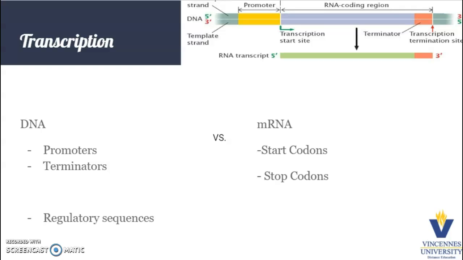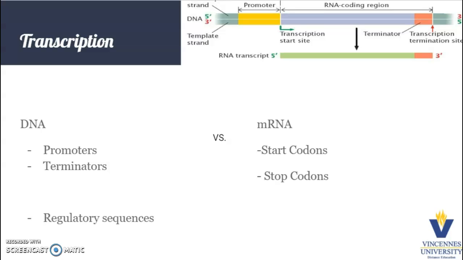And so the DNA has promoters and terminators, and they act kind of in a similar way as start codons and stop codons, and that's why we set up this slide this way. And so the promoters are sites for RNA polymerase to bind, and it signals transcription, whereas the terminator is what it sounds like. It ends that process. It tells it to stop.